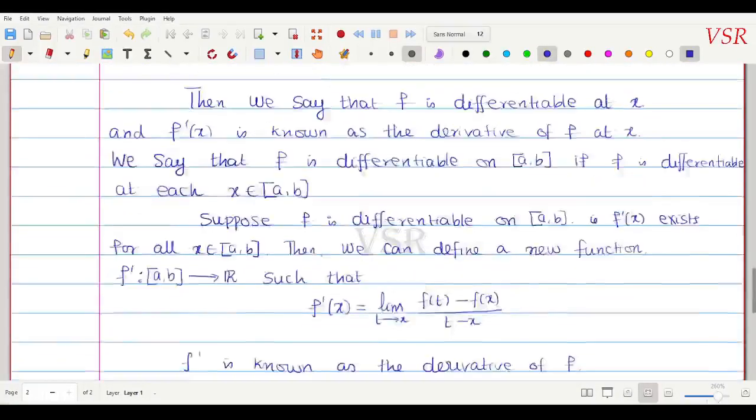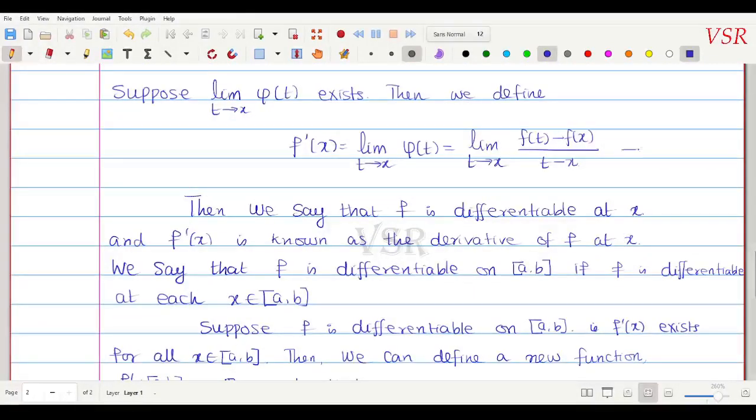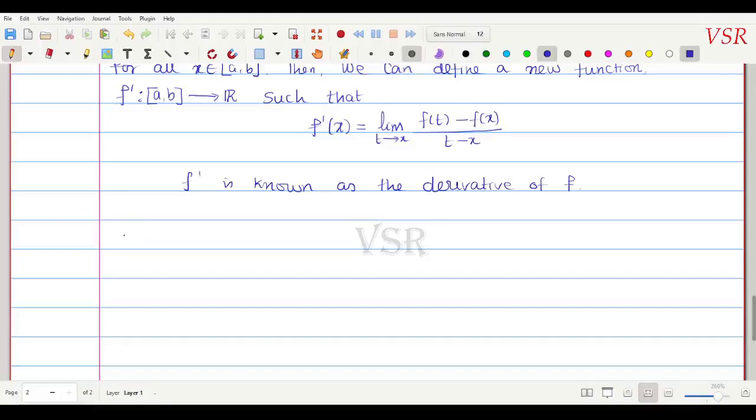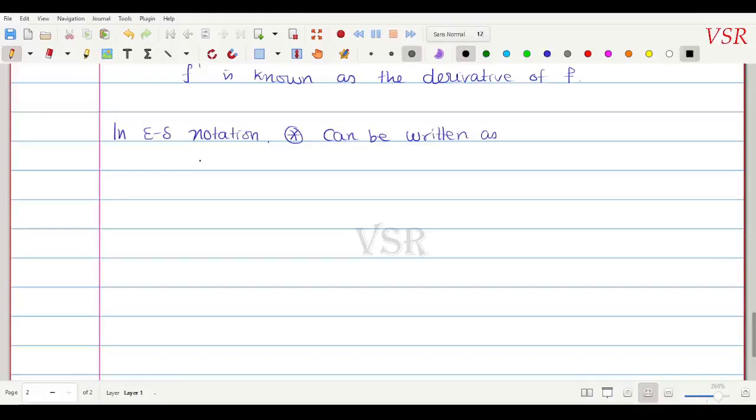Okay, so this star we will express in epsilon delta notation. The star can be written in epsilon delta notation. How can we write it? I will write this. For every epsilon positive, this I will take first.